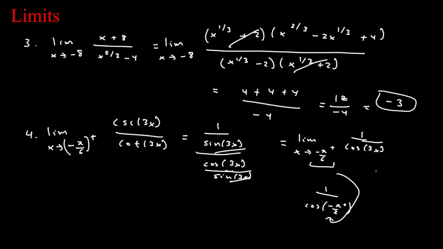So if we're on the unit circle right here, we're somewhere here, some angle over here, right? And we know that cosine is positive over here, right? So then this value is some small positive number. So that means 1 over some small positive number just gives us infinity, and that's our answer to this limit.